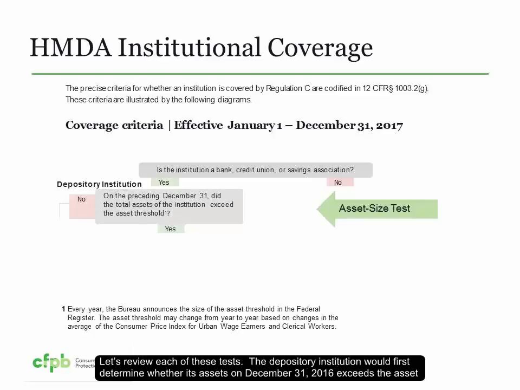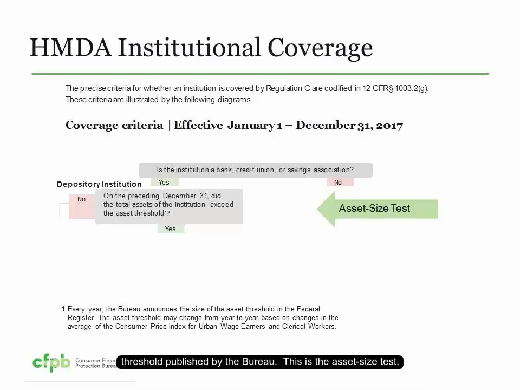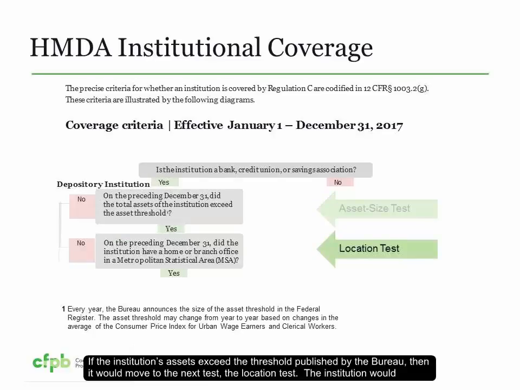The depository institution would first determine whether its assets on December 31, 2016 exceed the asset threshold published by the Bureau. This is the asset size test. If the institution's assets exceed the threshold, then it would move to the next test, the location test. The institution would need to determine whether it has a home or branch office in a metropolitan statistical area, known as an MSA, as of December 31st, 2016.